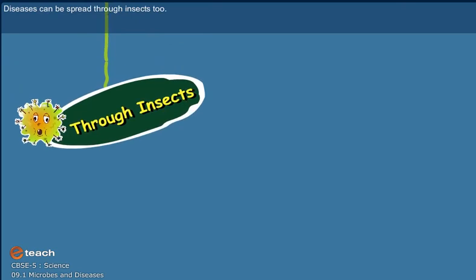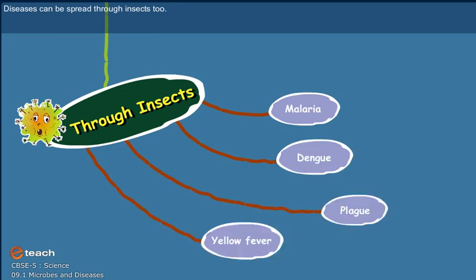Diseases can be spread through insects too. Very commonly we have malaria, whose microbes are carried by mosquitoes. Dengue, plague, and yellow fever are caused by the bite of insects like sandflies, fleas, and mosquitoes who bite a healthy person, passing on the germs.